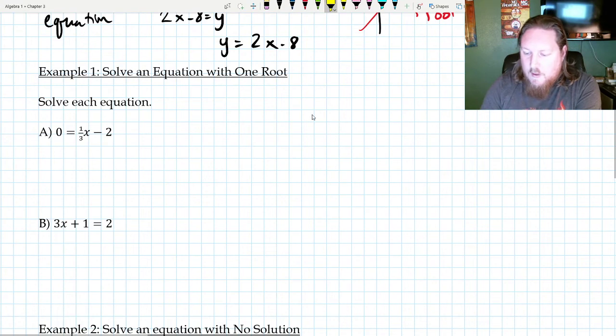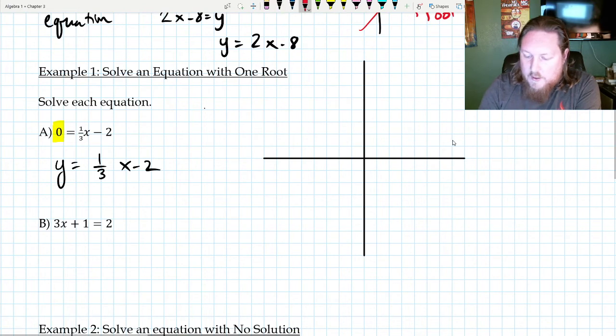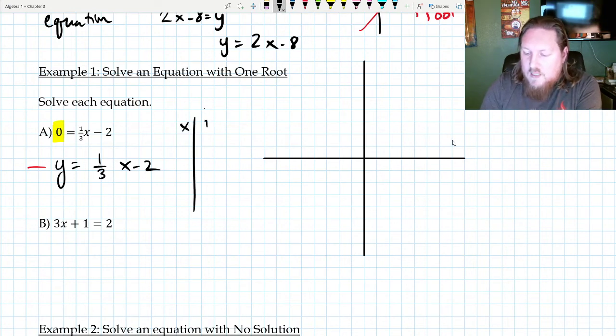So let's solve this equation here. What I'm going to do is substitute that 0 with a y, y = 1/3 x - 2, and I'm going to graph it. Let's get my axes in here. We'll do this line in red. That way, on the next one, we can do it in a different color and just use the same axes. Now, for this, I might only be able to do a table of values. Let's just do -6, -3, 0, 3, and 6.